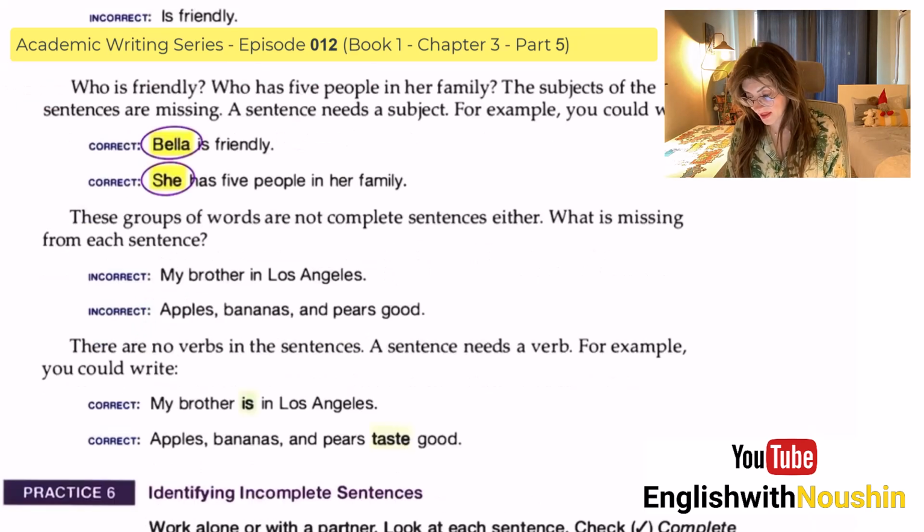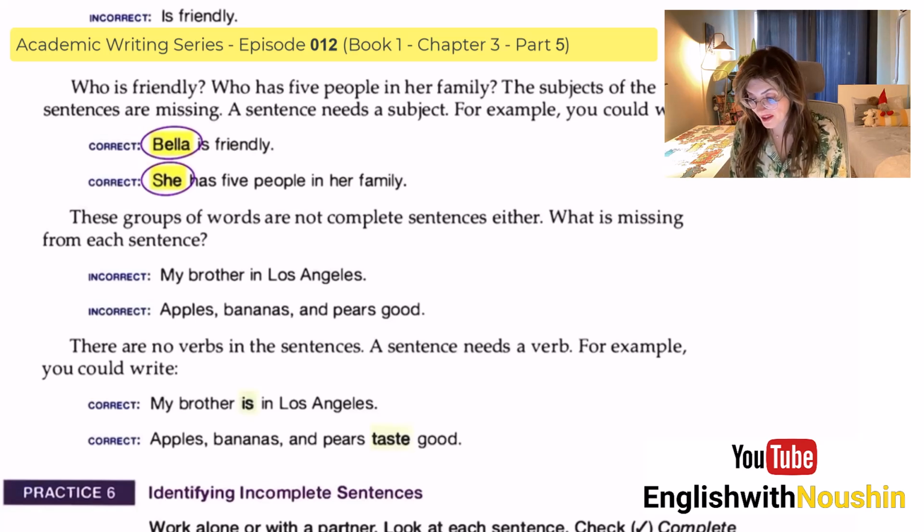Take a look at the other sentences. These are not complete either. What is missing here? "My brother in Los Angeles." What in Los Angeles? Works, lives, dies. What? You need a verb.